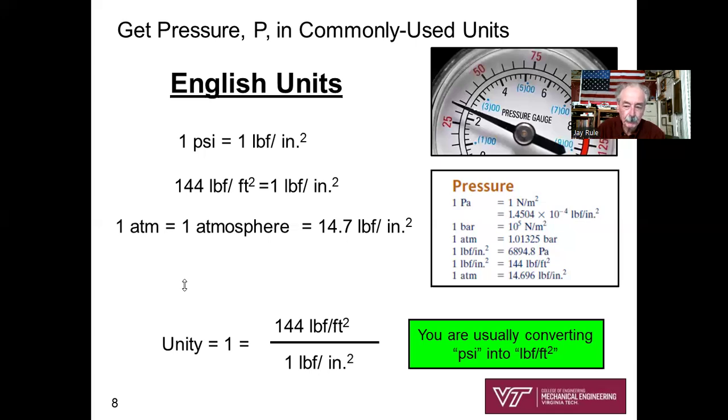So back to our unity idea. In working through problems using unity to help yourself cancel units out, unity is 144 pounds per square foot divided by 1 pound force per square inch, or PSI. So in most of your engineering problem solving, whether it's homework or actual day job engineering jobs, you're usually converting PSI into pounds per square foot. So that version of unity is going to help you out. Now on to SI units.